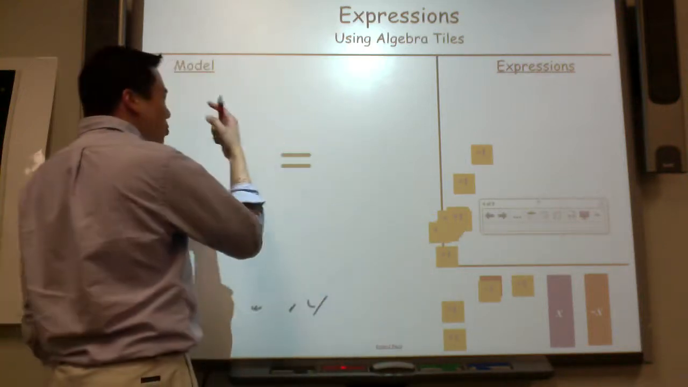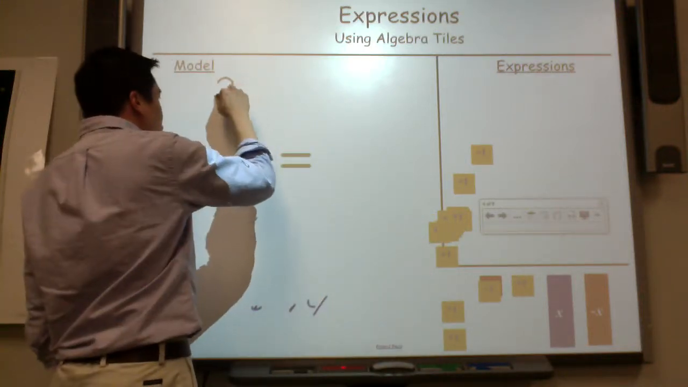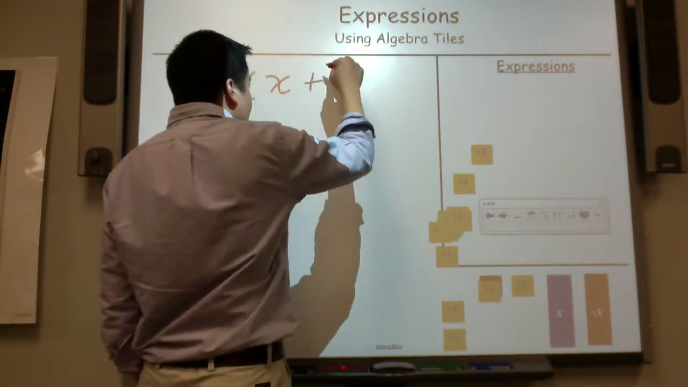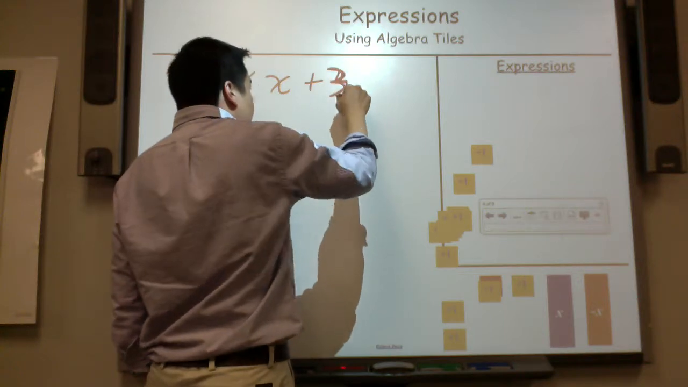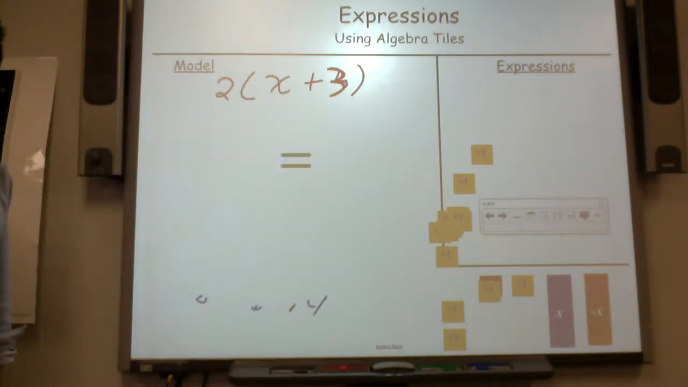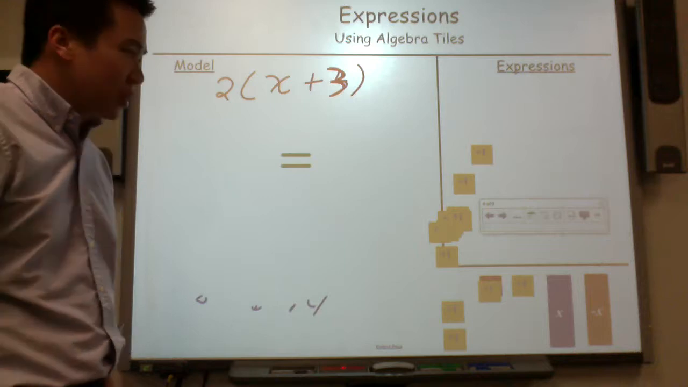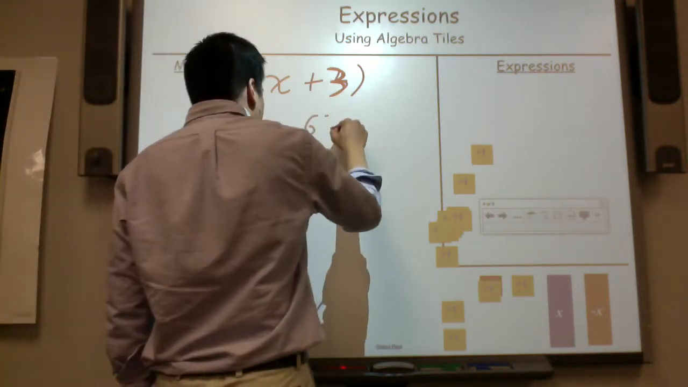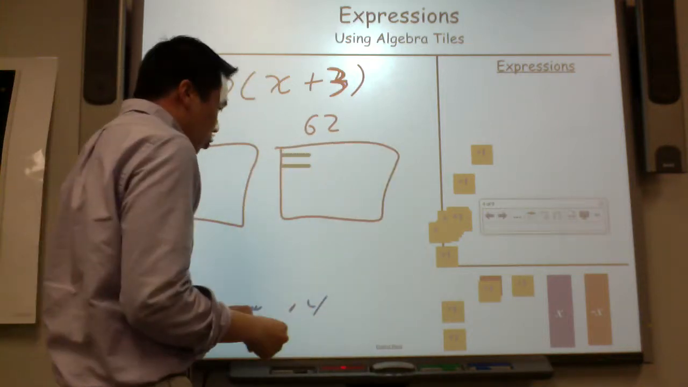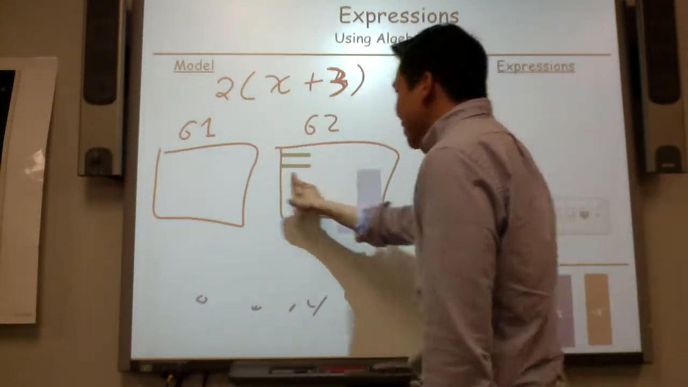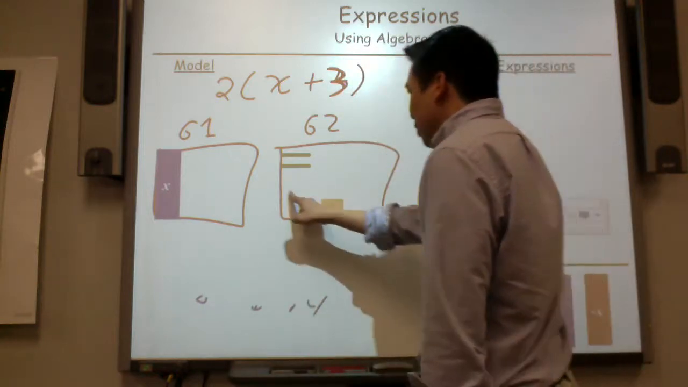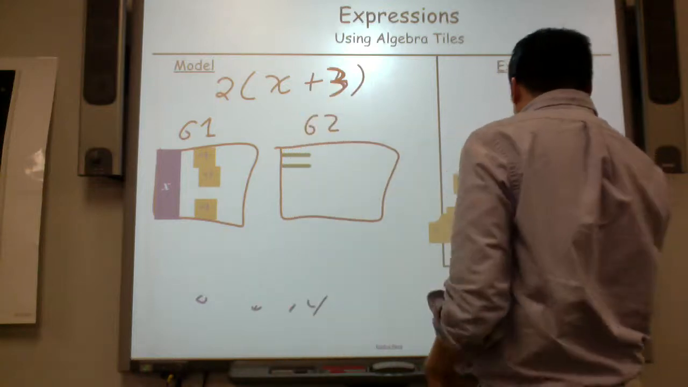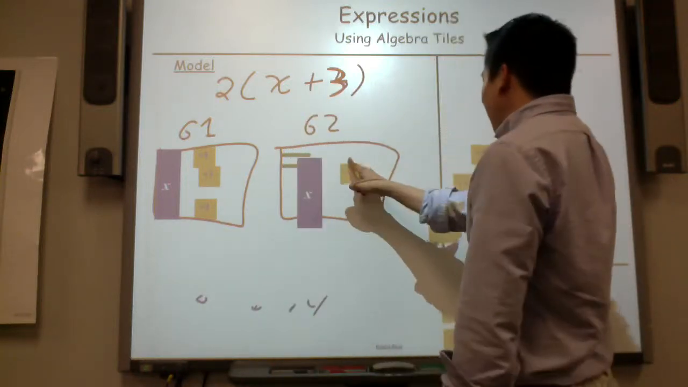So what when you have this one? Let's make it a little more algebraic using an expression. You have 2 groups of x plus, let's use 3. So what happens if you have 2 groups or 2 piles of x plus 3? So here's group 1. Here's group 2. In group 1, we have an x, and we have plus 3. In the second group, we have an x, and then we have another plus 3.